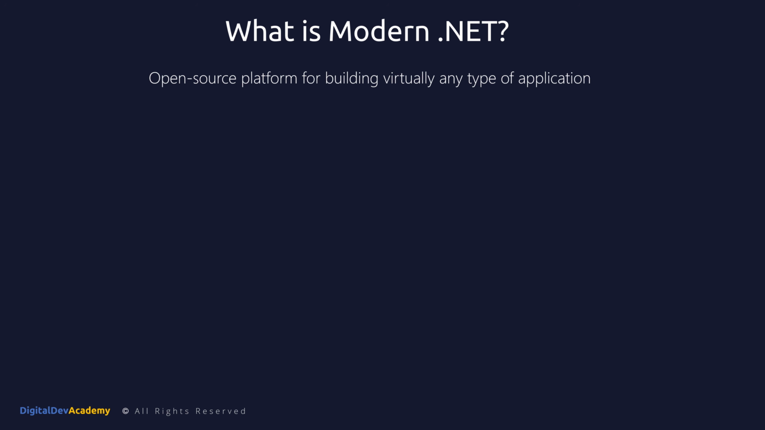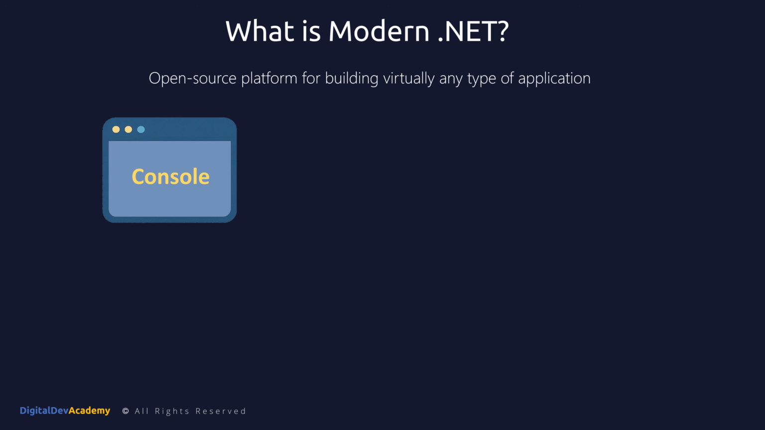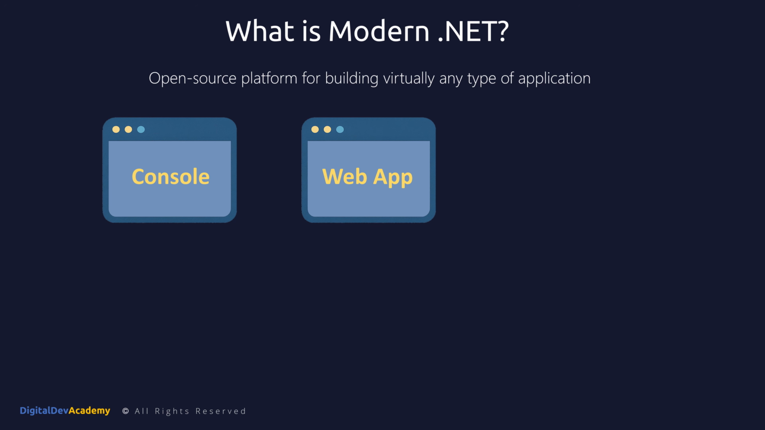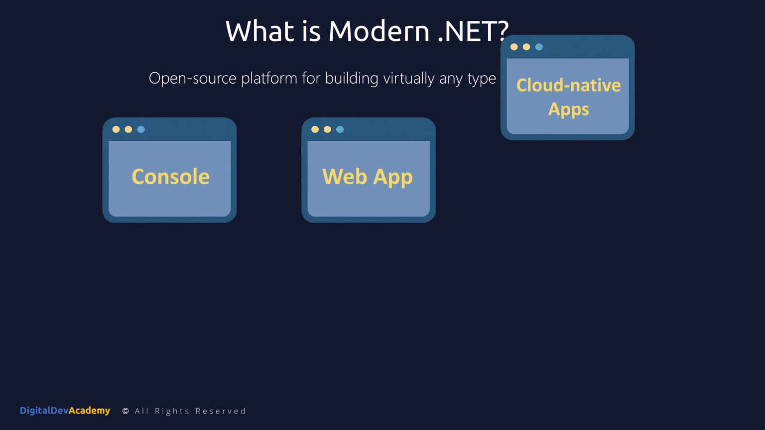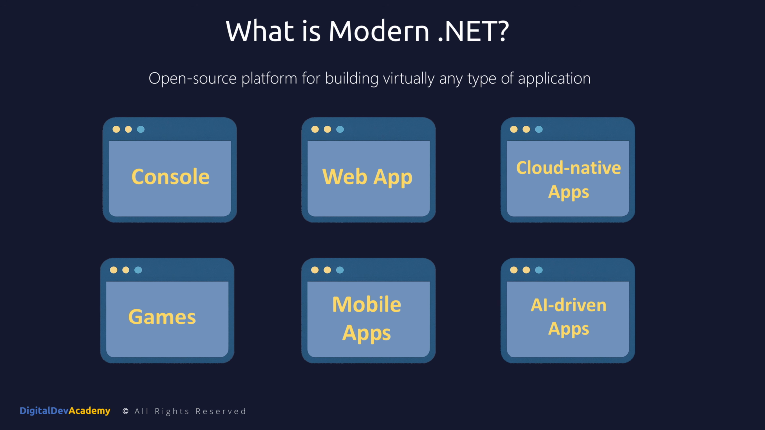.NET, first of all, is an open source platform for building virtually any type of application. You can create simple console applications with no user interface or Windows-specific desktop software or fully cross-platform apps. You can build high-performance web applications with significant complexity. You can build cloud-native applications, games, mobile apps, AI-driven applications, and much more. In this video, I'll walk you through the modern .NET ecosystem and show you how to get started.